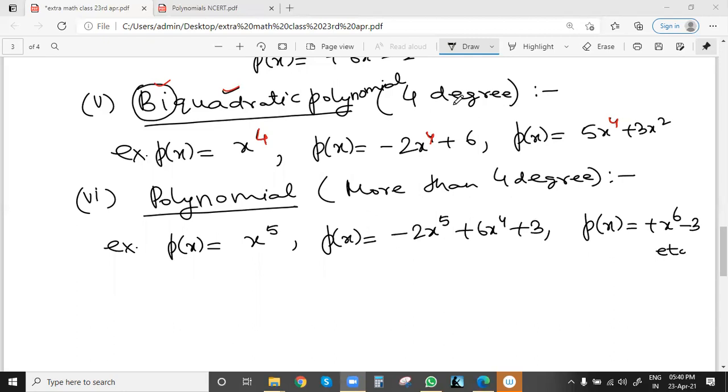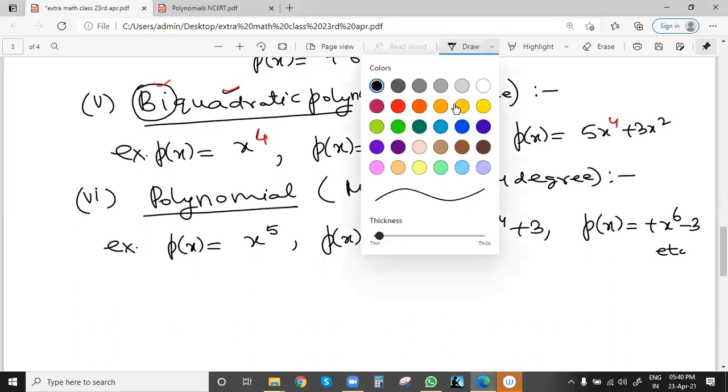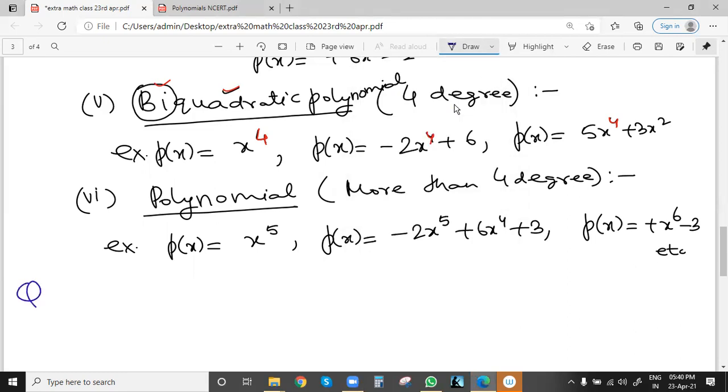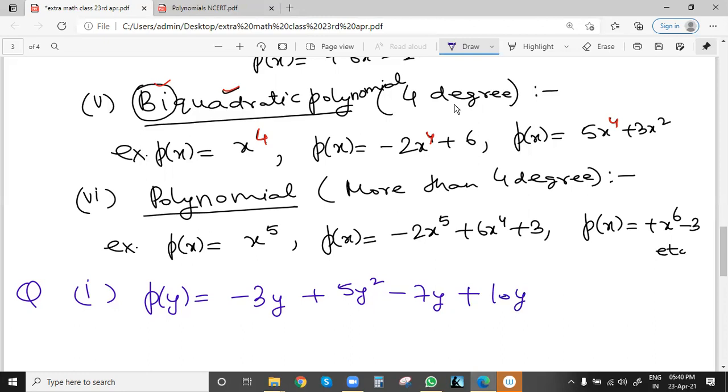Any high power more than 4 we can have as a polynomial. Now we will see 1-2 questions based on degree. So first one, let me write in y. In y it will be p(y) equals minus 3y plus 5y square minus 7y plus 10y square minus 15y square plus 6.